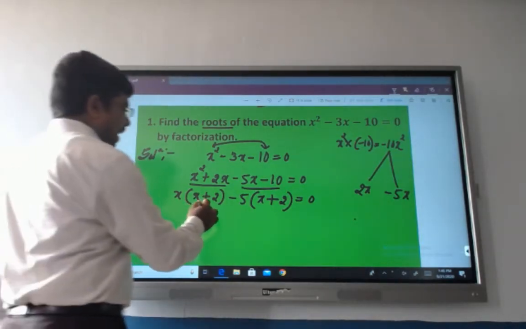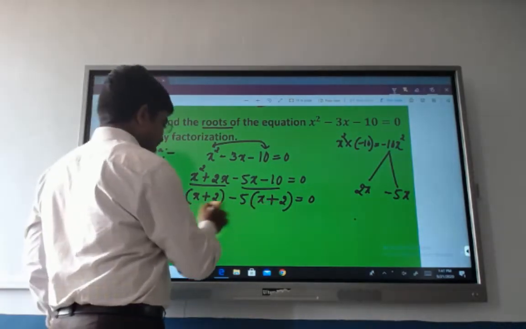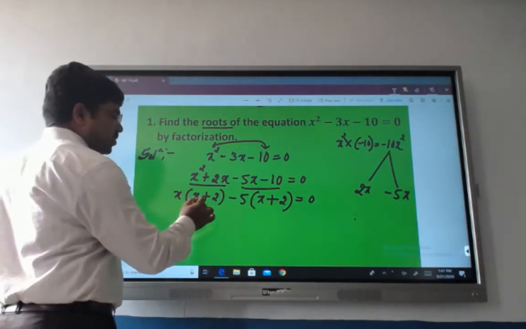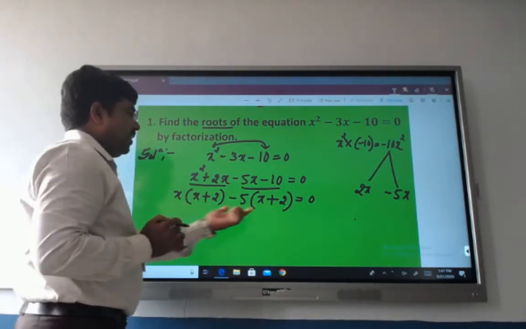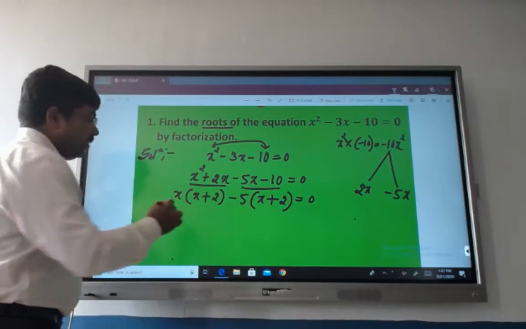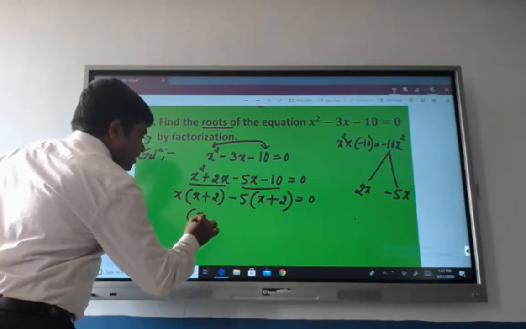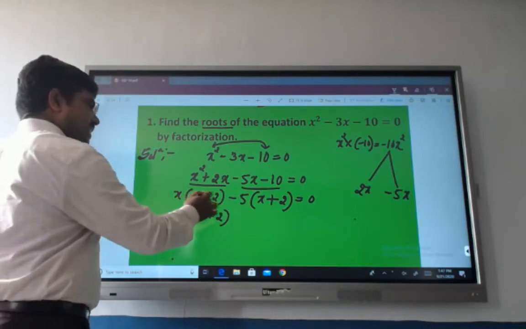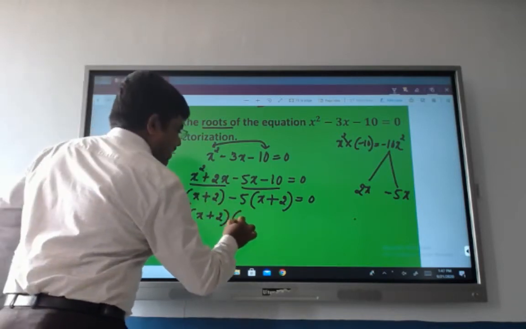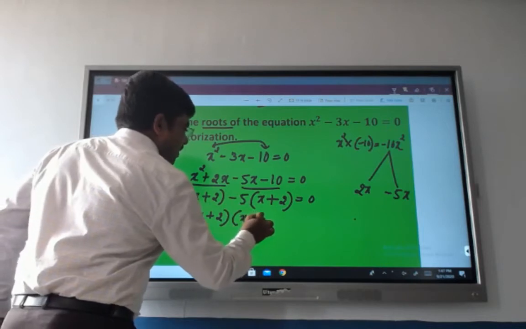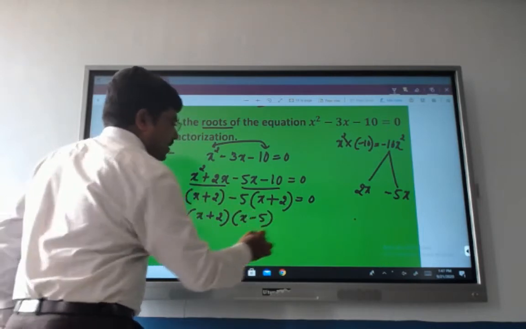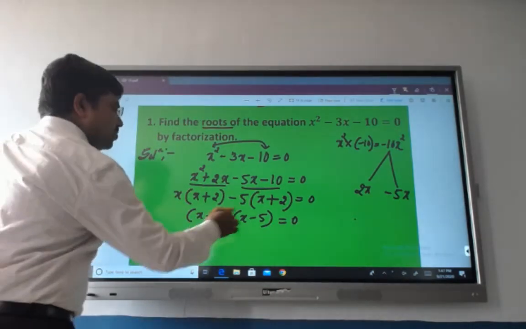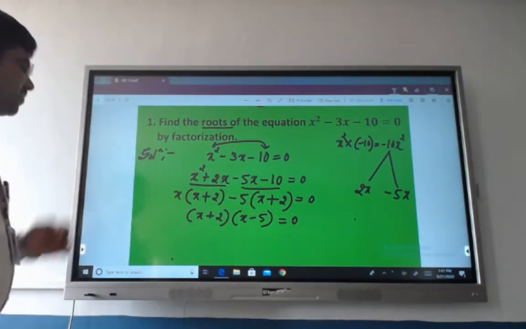Now x plus 2 is there, x plus 2 is there. Now complete this equation. We get x plus 2 in this term and here also x plus 2 is common. Then take x plus 2 out. What is left here after taking x plus 2? x as it is, then minus 5, equal to 0. So x plus 2 into x minus 5 is equal to 0.